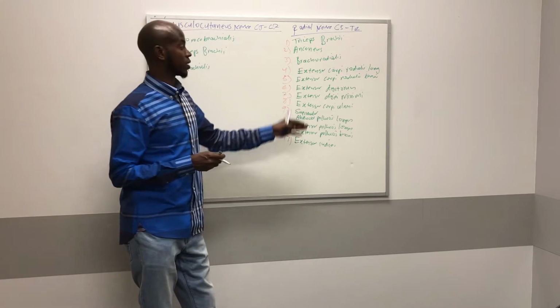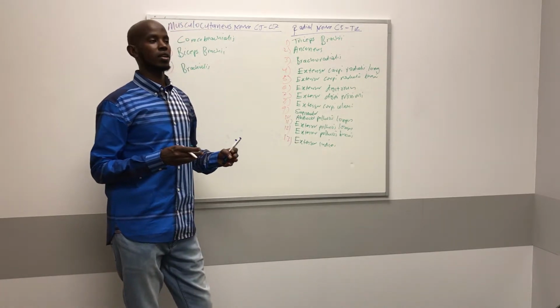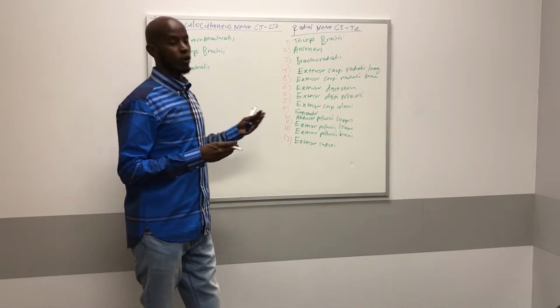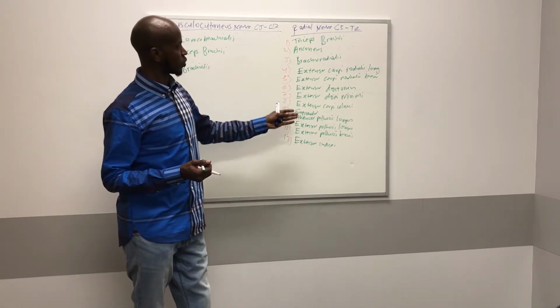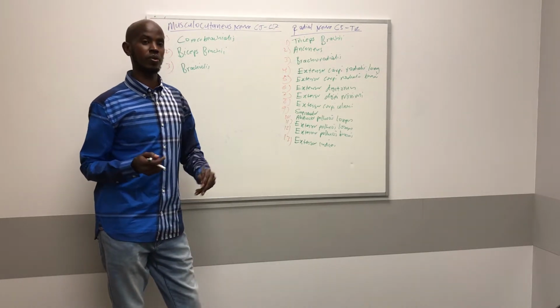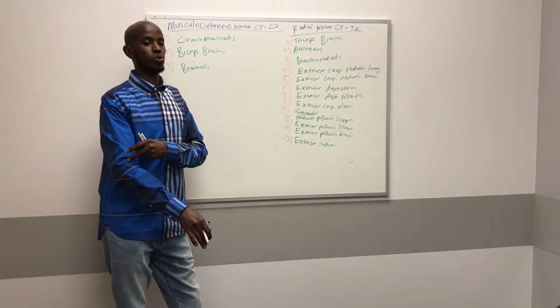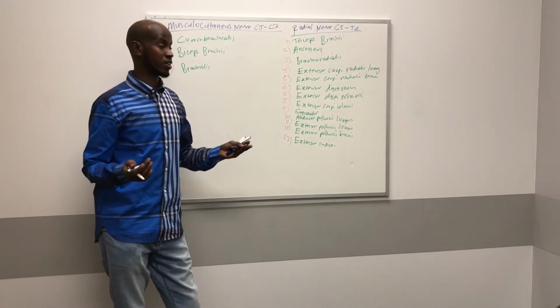This is in general, but in some cases you have to know the details. For example, the first 4 are supplied by the main trunk of the radial nerve, meaning the radial nerve splits into 2 right after it crosses the elbow joint, becoming superficial and deep.